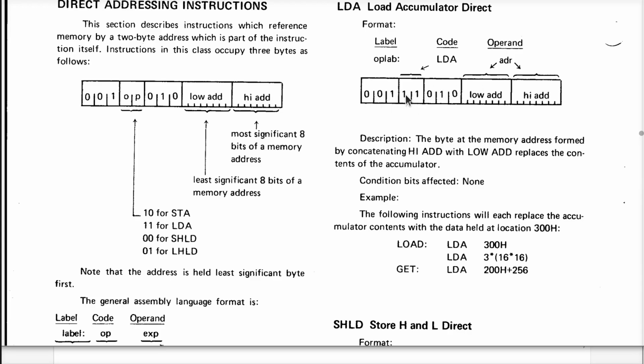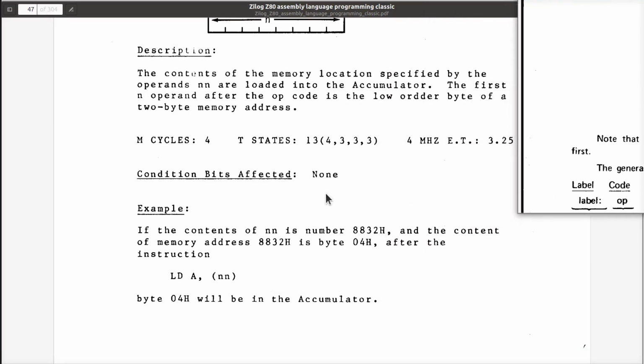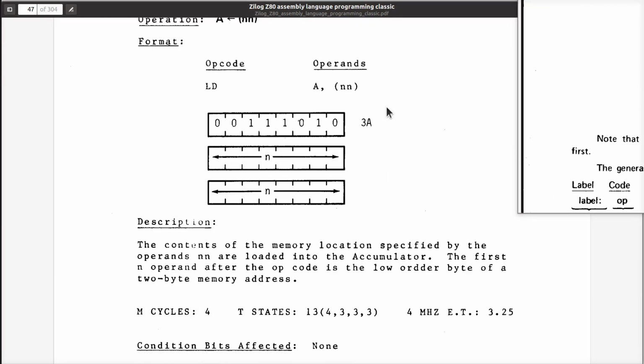What do we got here? That's a 3 in hex, 0A, 3A. So this would be a 3A followed by the addresses. And this one over here says a 3A followed by the 2-byte addresses.